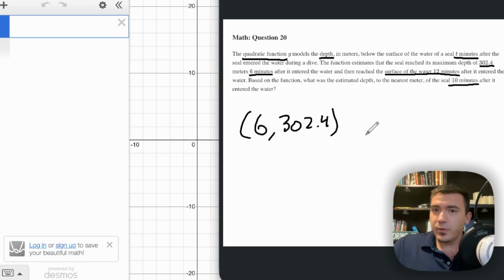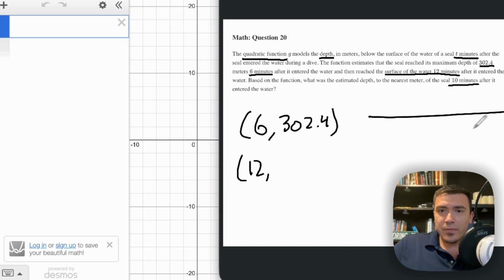I'm going to skim for other numbers, and I see another number over here, which is 12. So at 12 minutes, I am at the surface. So here's the surface of the water.